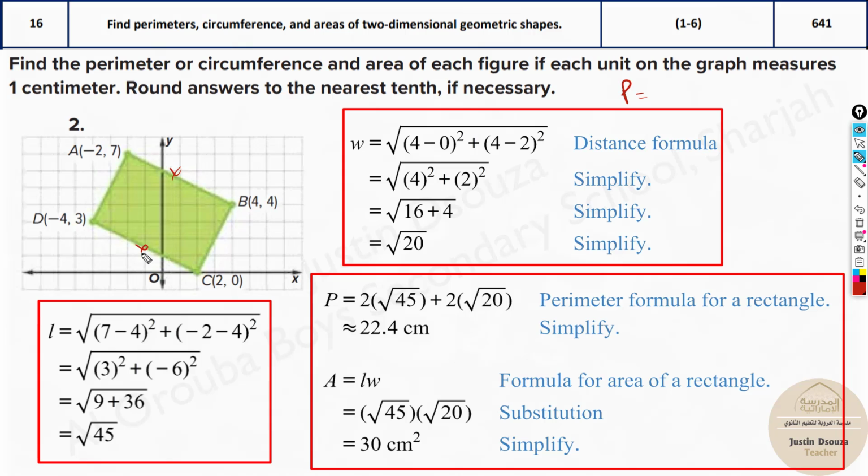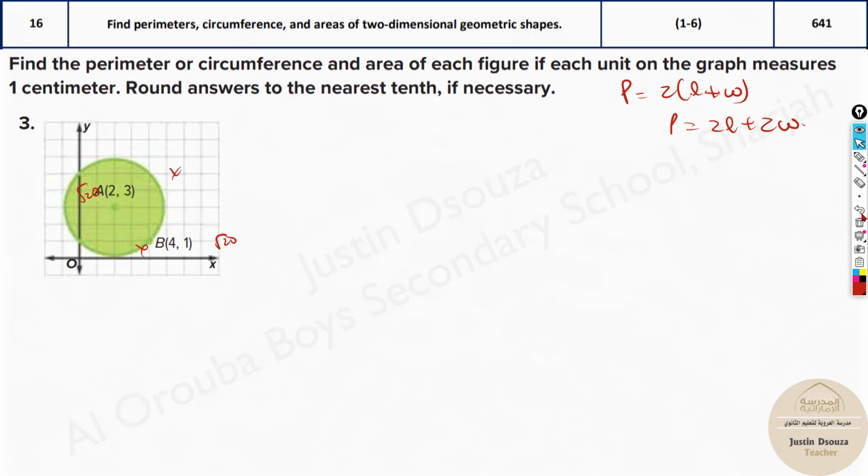This will be root 45, root 45, root 20 plus root 20. Or you can use 2 times length plus width. This is also possible. The perimeter formula is given by 2 times length plus 2 times width. So this is what is used. The area is just length into width. And that's it. That's how we solve that.